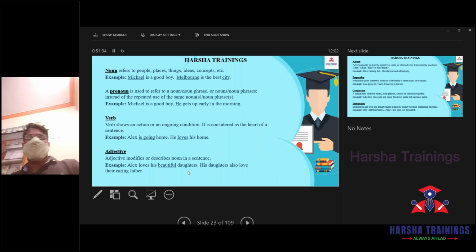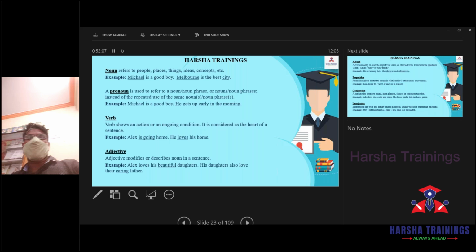Right. Now going to adjectives. Adjectives are nothing but words that describe a noun in a sentence. We know what nouns are. So any word that describes a noun becomes an adjective. If I say, Michael is a good boy. Michael is a noun. What is the word that is describing Michael? Good. So good becomes an adjective.